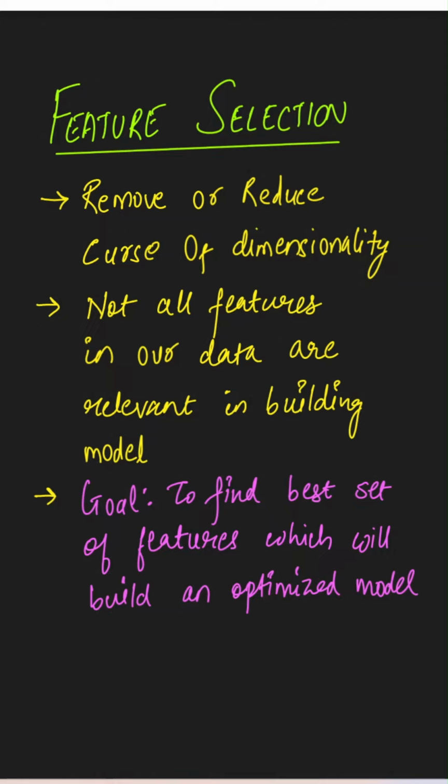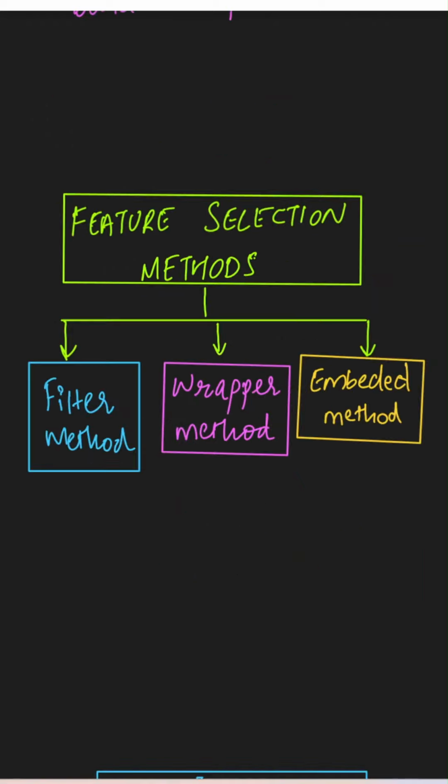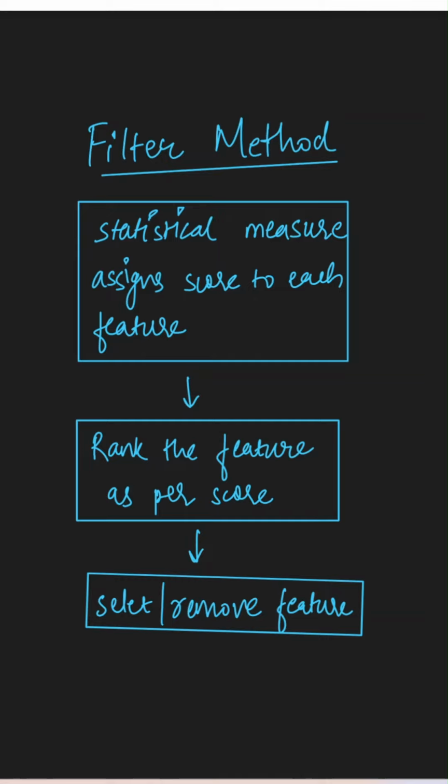Similarly, in our data, when we need to create a model, not all the features are necessary and we can just pick and choose whichever features are required. So the goal is to find the best set of features which will build an optimized model. There are three methods for feature selection: filter method, wrapper method, and embedded method. Let us use a simple example of a toy box to explain these three types of feature selection.